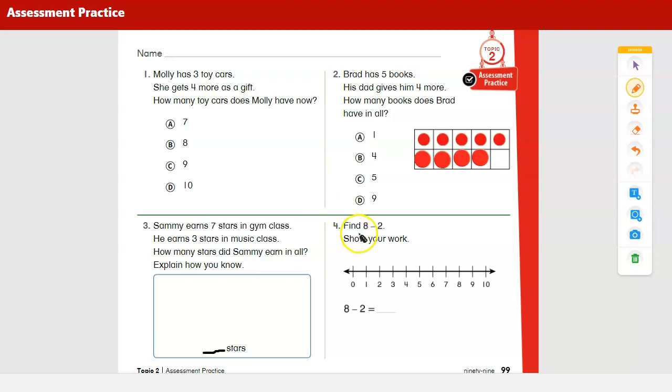Number 4 says 8 minus 2. Show your work. So on number 4, it wants you to use the number line to show 8 minus 2. So if you remember on a number line, you are going to go to the number. So we are starting with 8 and we are subtracting by 2. So we are going back 2. So you would make a point on your number line, show how you move back 2 spaces, and write your answer in the blank below.